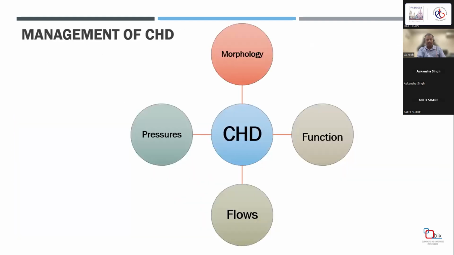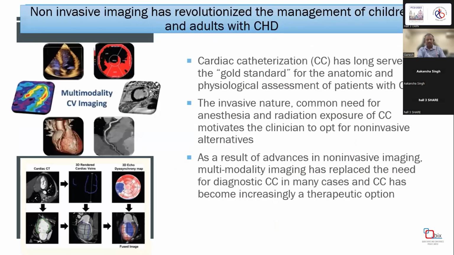Okay. So management of congenital heart disease, as we know, apart from fine anatomic or morphologic details, we need details of function, flow, and pressures. And this is what is a comprehensive assessment. Cardiac catheterization has for a long time been the gold standard for anatomic and physiologic assessments. I think even before echo evolved, initially the precedence was for cardiac catheterization, even for morphologic diagnosis.